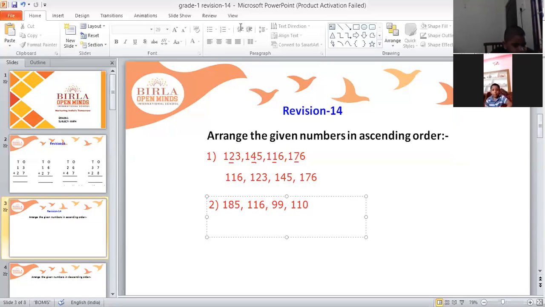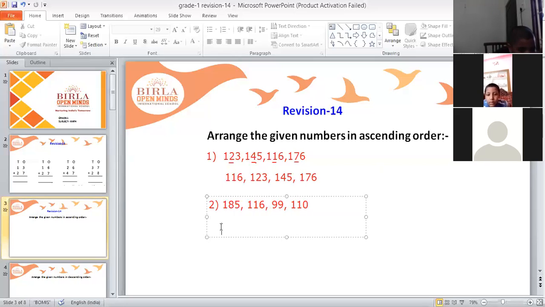Ayansh, now you tell me which is the smallest number. 99. Very good. Children, 99 is the smallest number because it is a two-digit number and the remaining numbers are all three-digit numbers. So 99 is the smallest number.